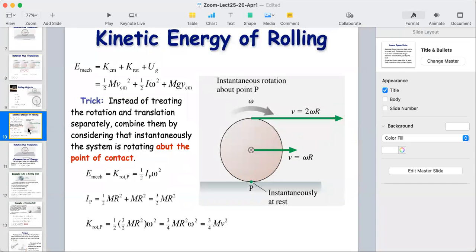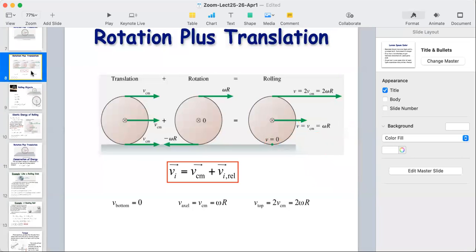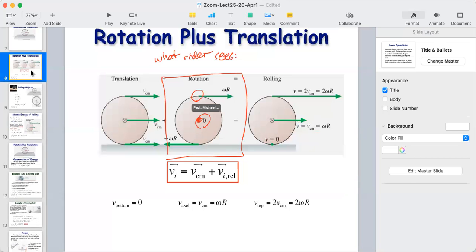And I have one last observation too, on slide number 8. This view right here is what the bicycle rider sees. So next time you're riding a bicycle or a motorcycle, take a look down at your front wheel. What do you see? You see the center sitting at rest, you see the top edge going forward, and you see the bottom edge appearing to go backward along with the ground. That's what you appear to see.